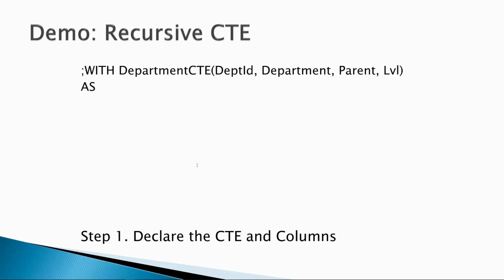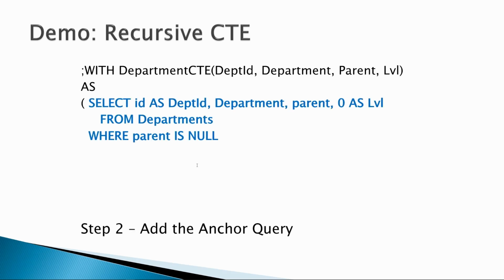And then we're going to be asking for the level, and the level is going to be the depth of recursion. So all the departments at the top level will be level 0, then all the departments at the level below that will be level 1, and for subdepartments below that, they'll be level 2, 3, 4, or deeper, depending on how far we go.